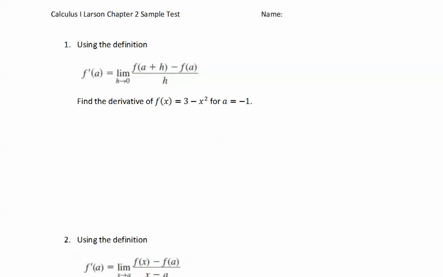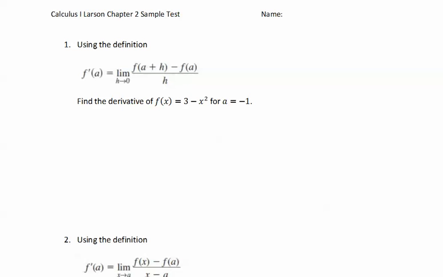In this video, I want to begin working on the Chapter 2 sample test, beginning with question number 1. f prime of a is equal to the limit as h approaches 0 of f of a plus h minus f of a over h. In the Larson book, this formula is slightly different.